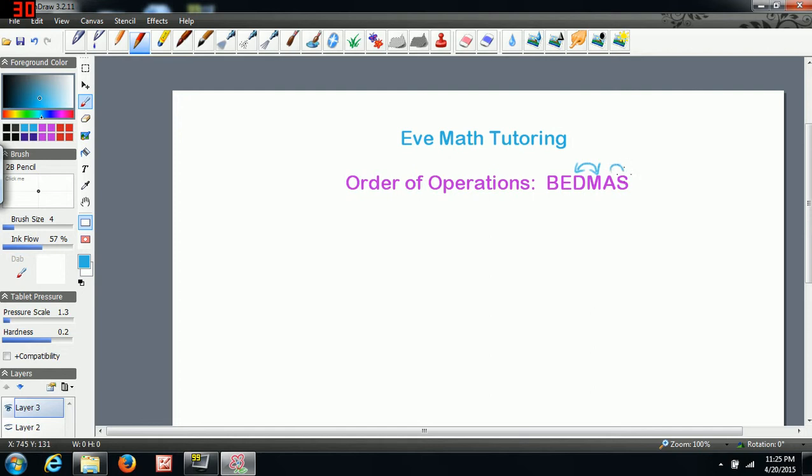Okay, so let's try another example here. So say we have the following. Okay, again, I want to follow BEDMAS. So first thing I want to do is eliminate the bracket. So 5 minus 2 is going to be 3.